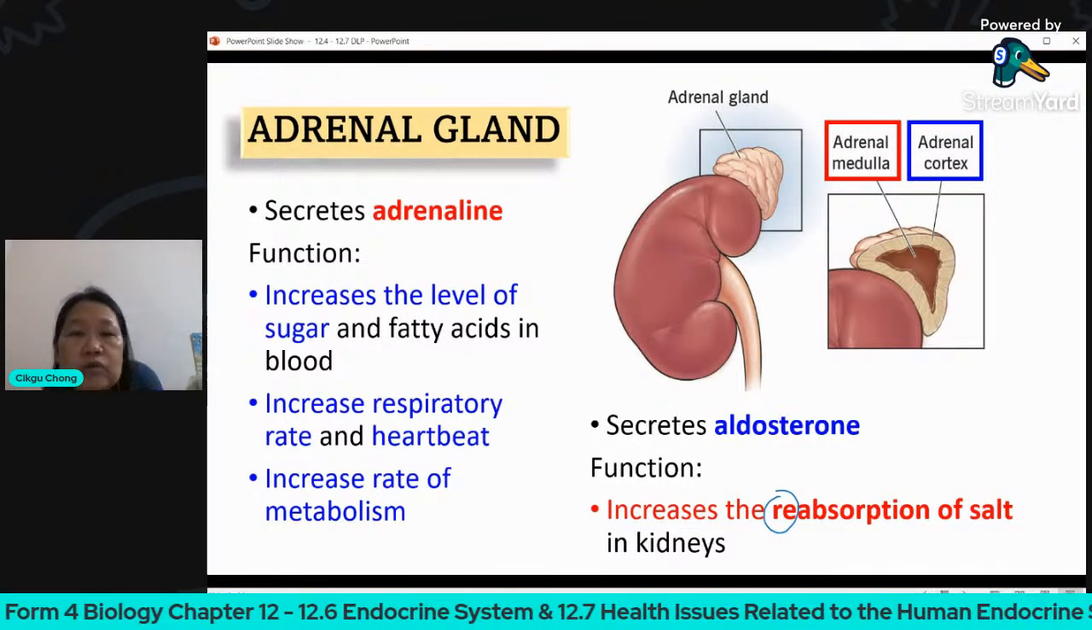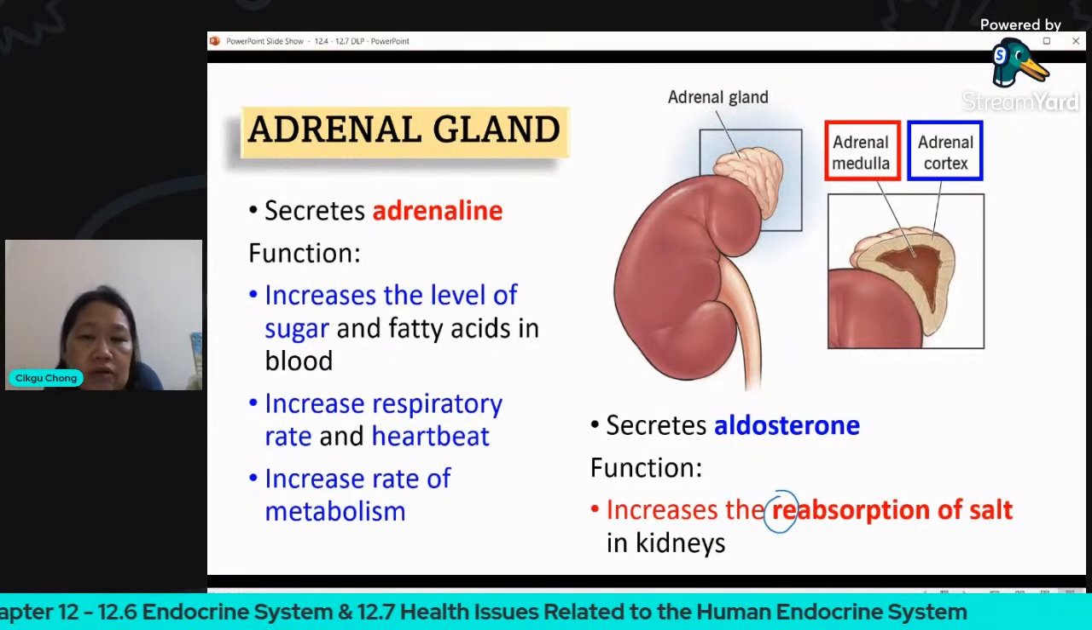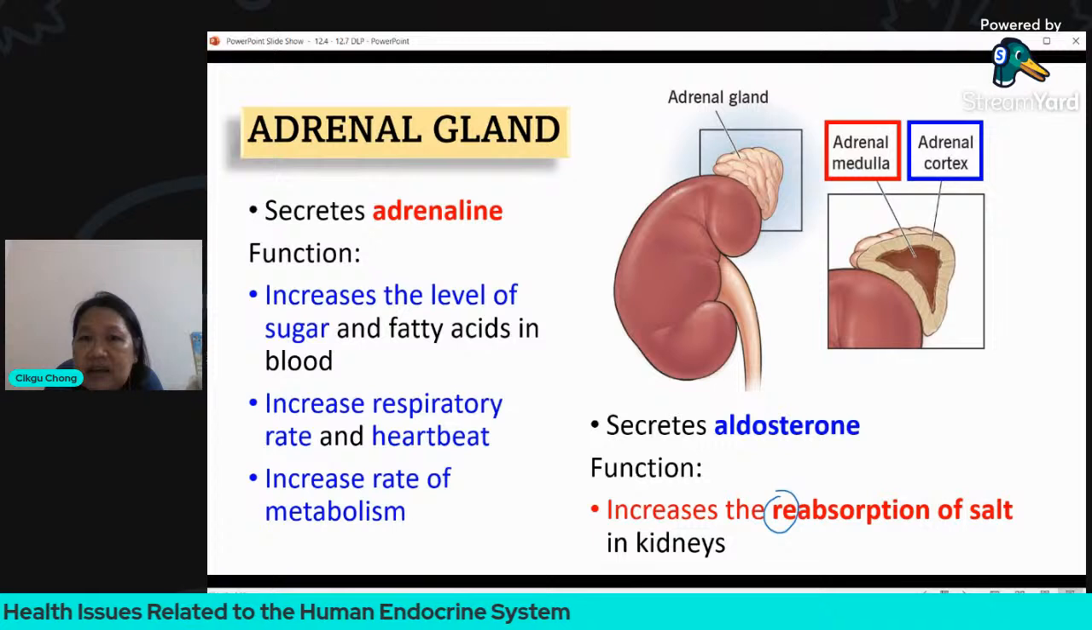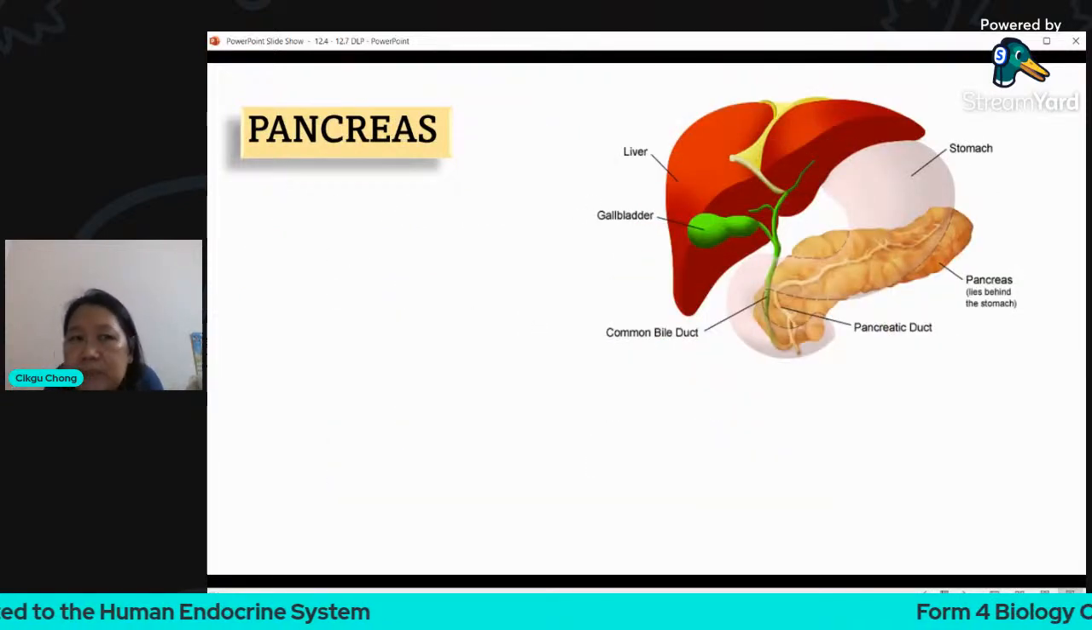It's wrong. Okay, we will mark it wrong. So you say reabsorption of salt in the kidneys. This is for aldosterone. Okay, all right, let's carry on. Today's lesson is a little bit long.